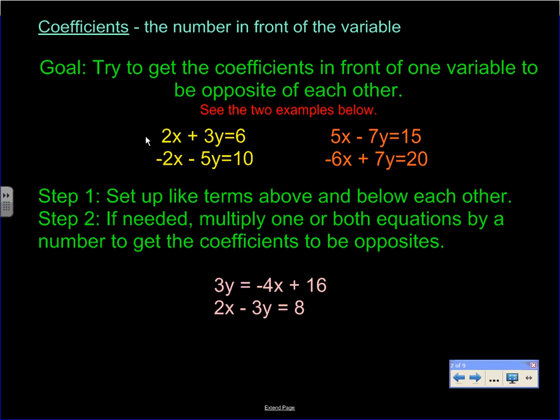Just a quick vocabulary term up here, coefficients. Coefficients will be the number in front of the variable. If we look down here, 2 is a coefficient, -3 is a coefficient, 8 is not. There's no variable beside 8. 3 and -4 are also coefficients. So that's a quick definition here.